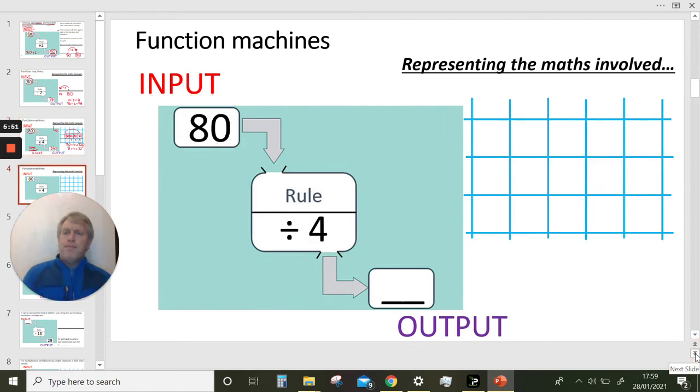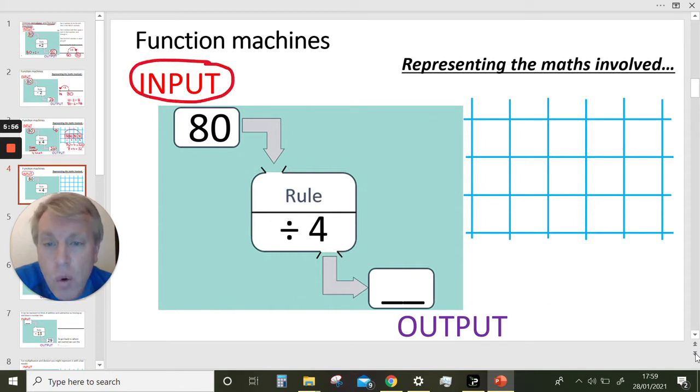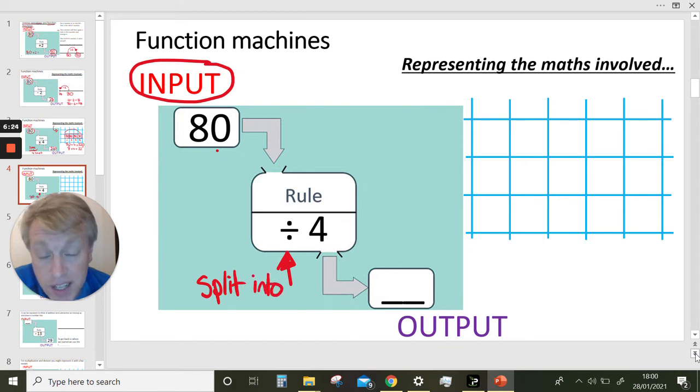What about this one? This says that our input is 80, and now we are dividing. What does it mean to do 80 divided by 4? How do we represent that? Could you represent it with a bar model? Have a go. Well, I hope you paused the video. This time, it's 80. What does divided mean? Divided means split into 4 equal parts.